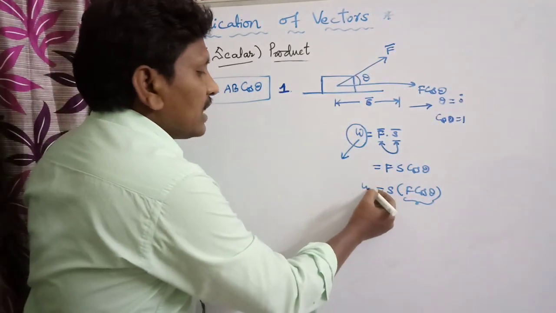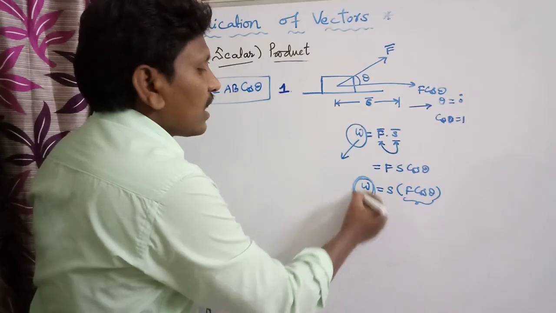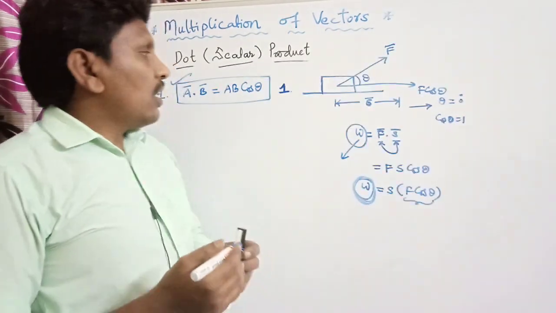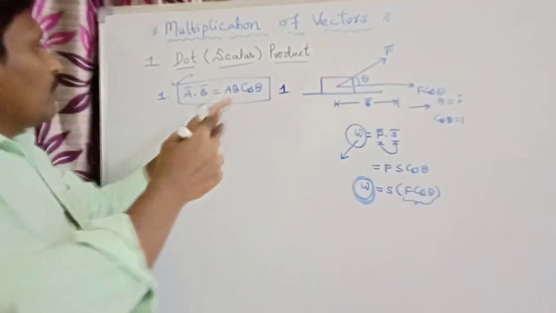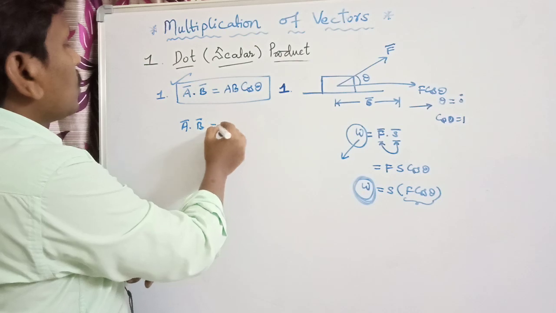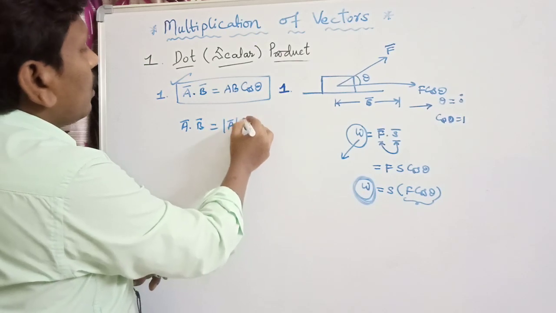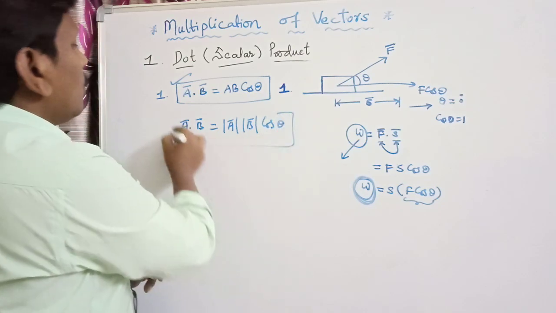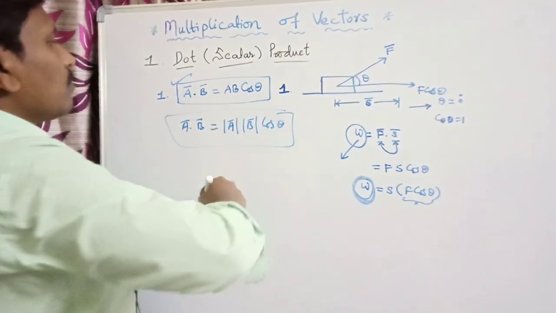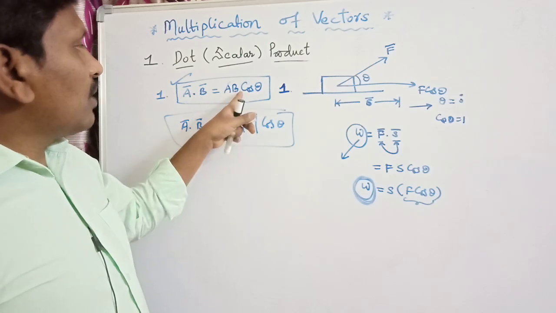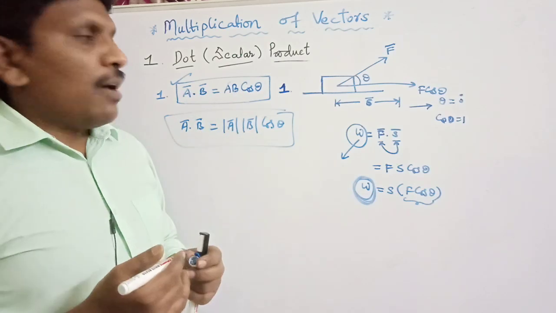which gives a result, that is scalar product, that is work. Work is a scalar quantity. So from this we can write it as A bar dot B bar is equal to mod A bar into mod B bar cos theta. Here A is nothing but magnitude, mod A bar is also magnitude. B is nothing but magnitude, mod B bar is also magnitude.